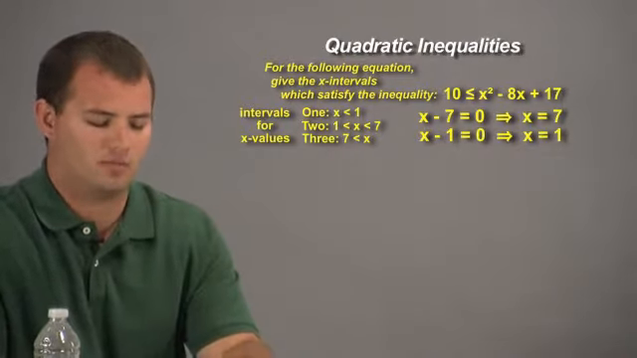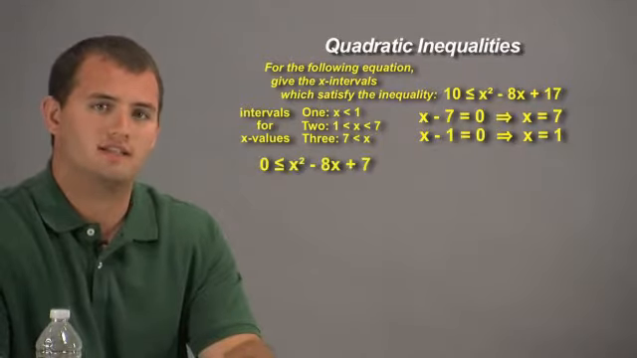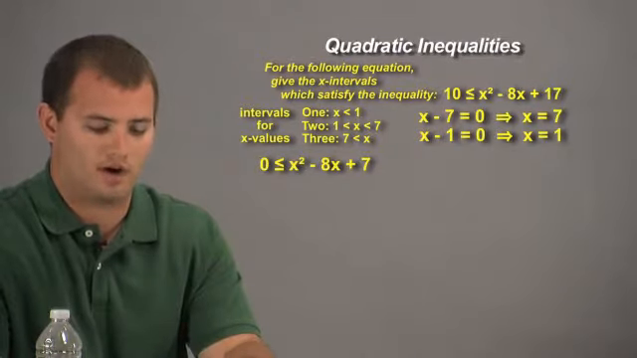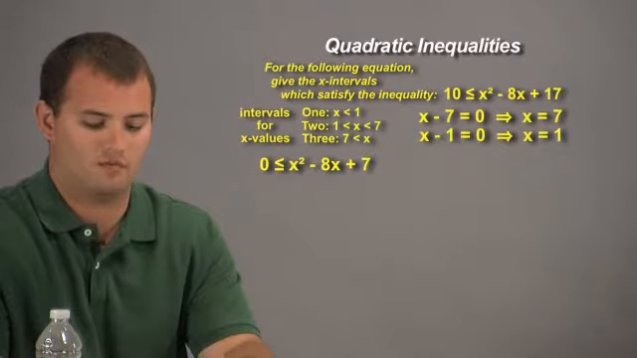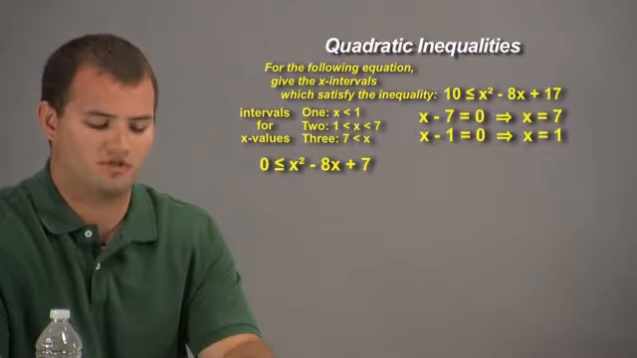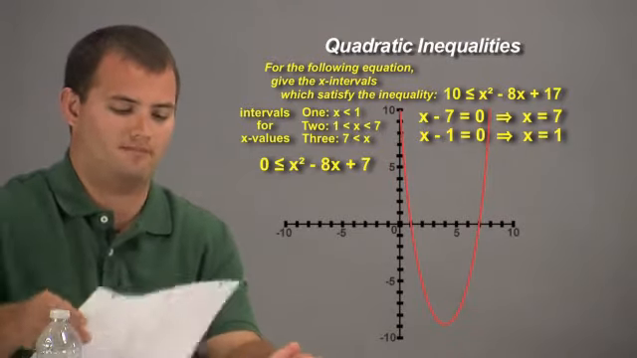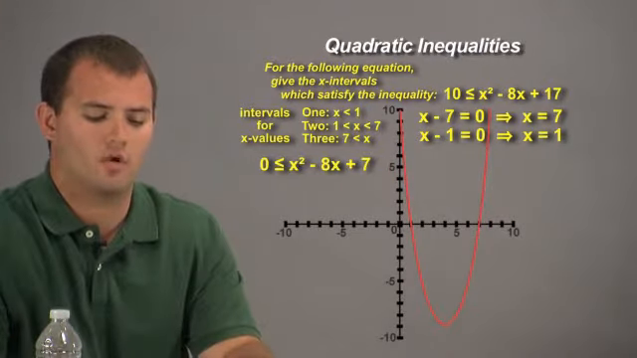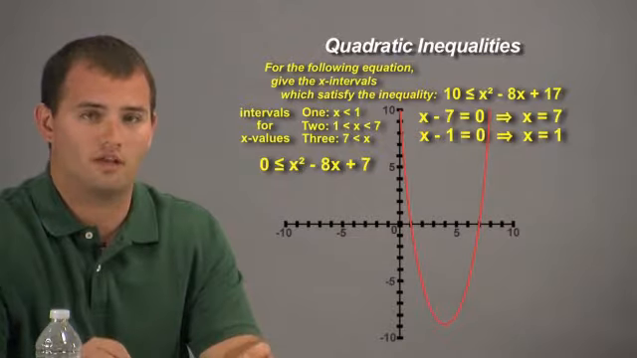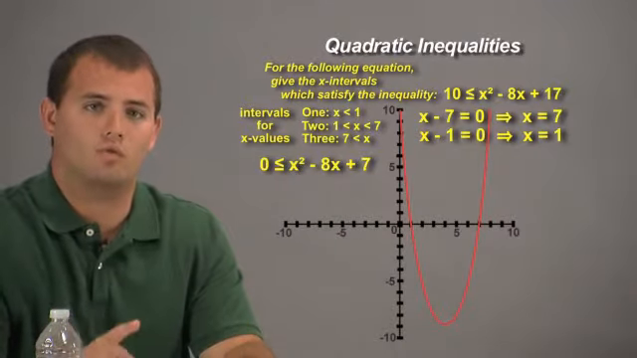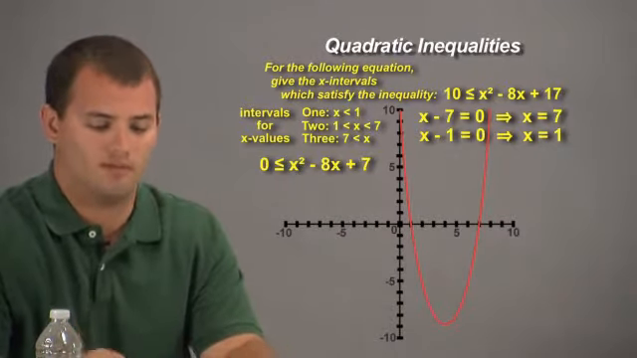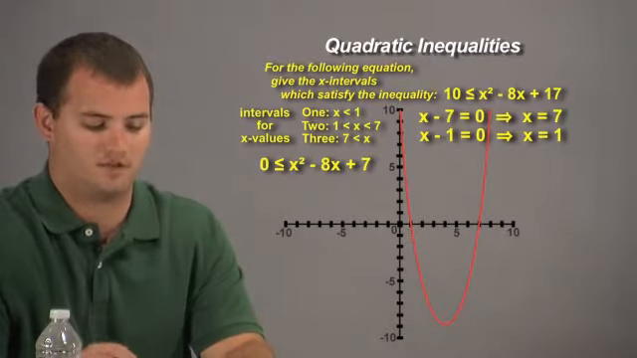Now let's take a look at our previous inequality: 0 is less than or equal to x squared minus 8x plus 7. We're going to use the graph of this function to figure out what x intervals hold true for this inequality. And here's the graph of that. Looking at the graph, the equation is less than or equal to 0 on the interval x is greater than or equal to 1 and less than or equal to 7. This interval is our answer.